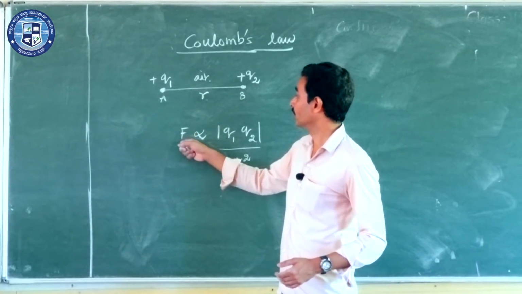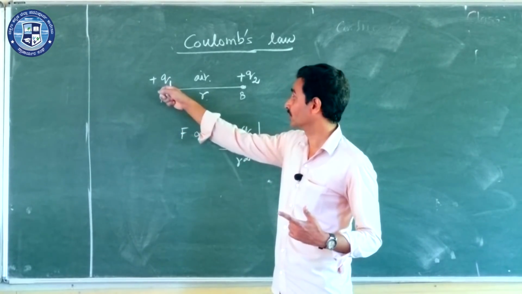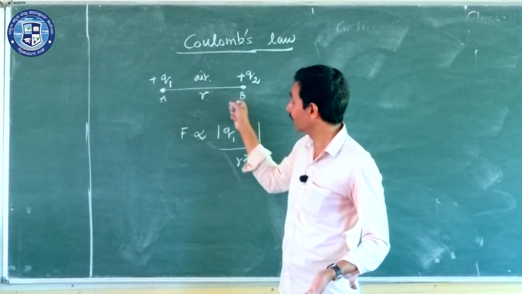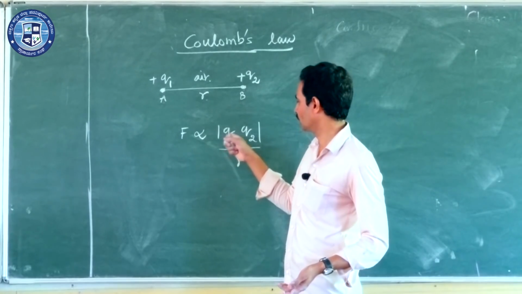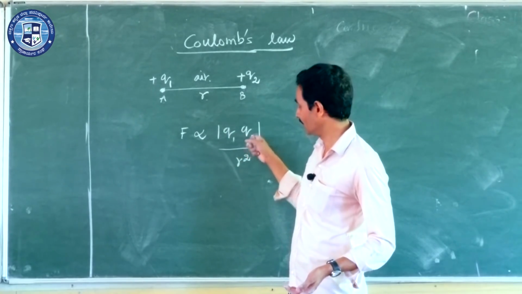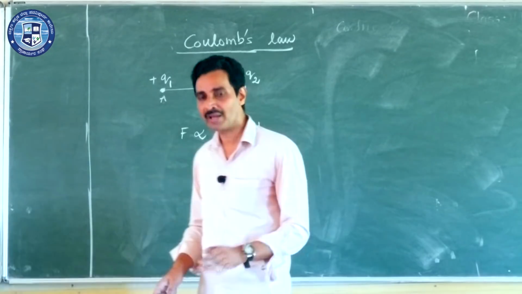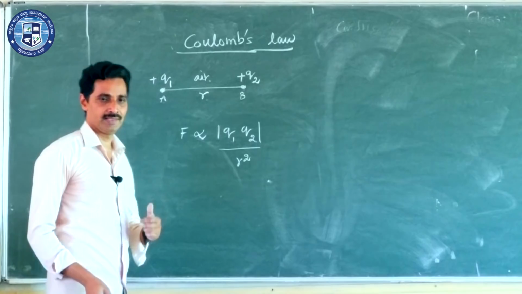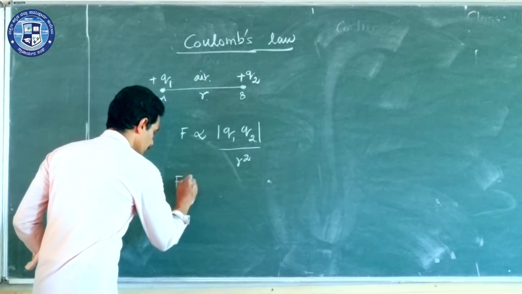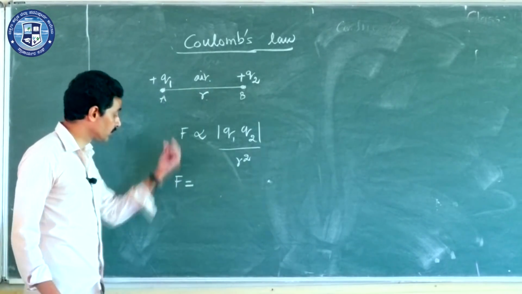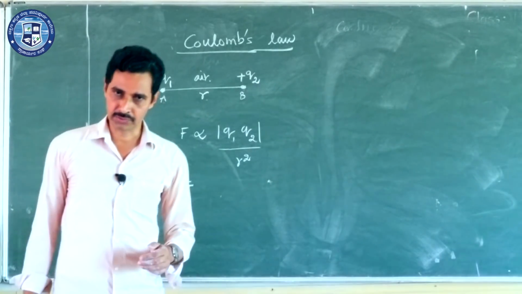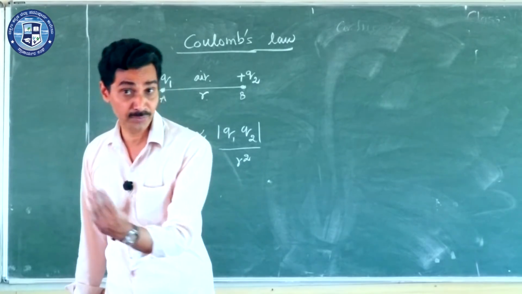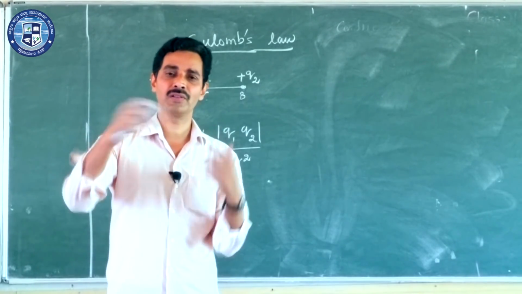So the electrostatic force between 2 point charges separated by a distance r in air is directly proportional to the product of magnitude of charges and inversely proportional to the square of the distance between the charges. Now, once you write the formula like this, how do you write F equal to? I take the magnitude only. If you want to write F equal to, you have to take a constant of proportionality. Kinetic energy is equal to half mv square. What is that half? Half is the constant of proportionality.